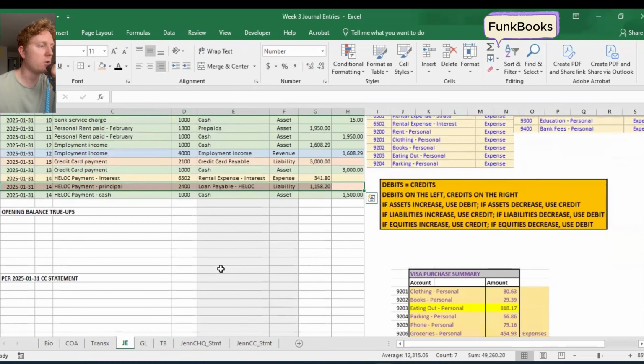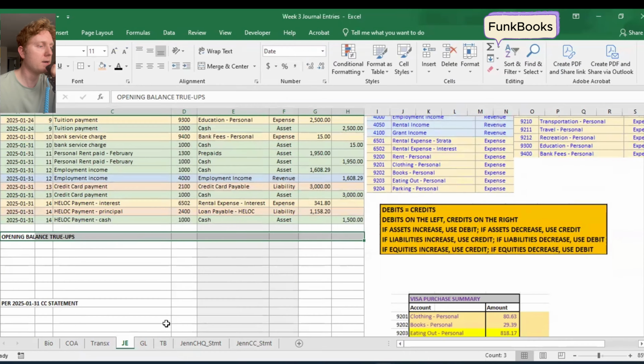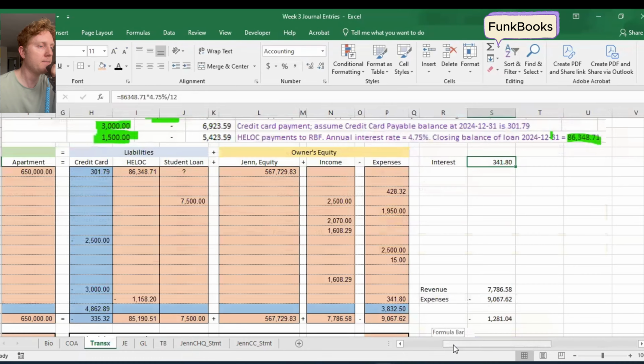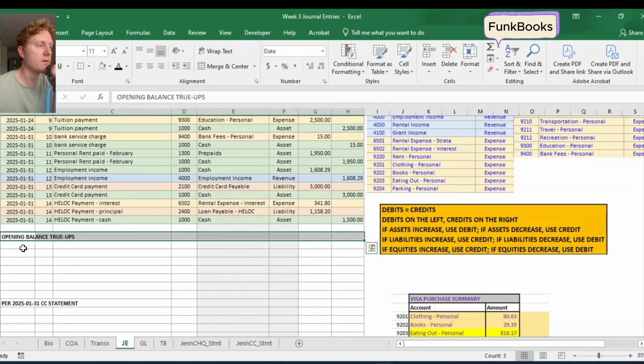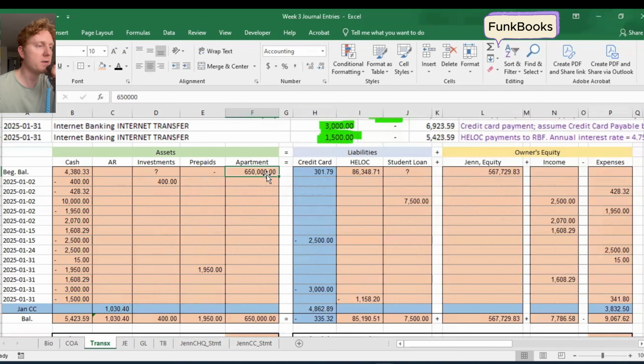The next one we're going to call our opening balance true-ups. What I mean by that is, if you remember last day, we had our apartment, right? 650,000 was the apartment, and this needs to be entered into our financial statements. So what would that be from a journal entries perspective? Well, the apartment's an asset, and getting an asset that you don't have to pay back, well, you have to pay back some of it, which we'll deal with separately with the HELOC, but this is an increase to equity. So we're going to see both.